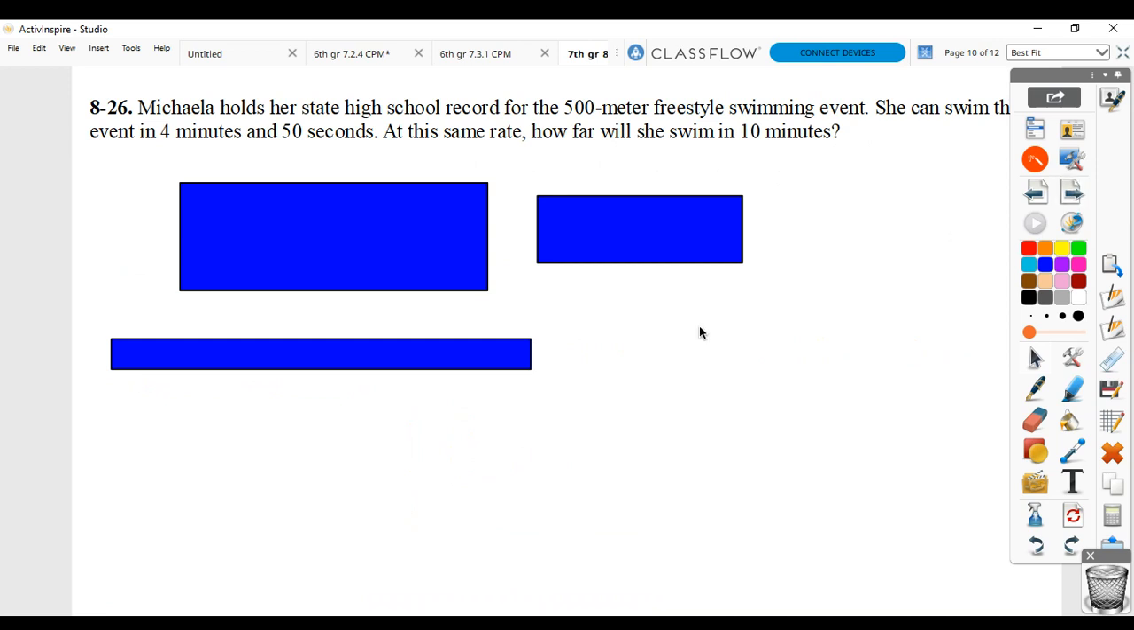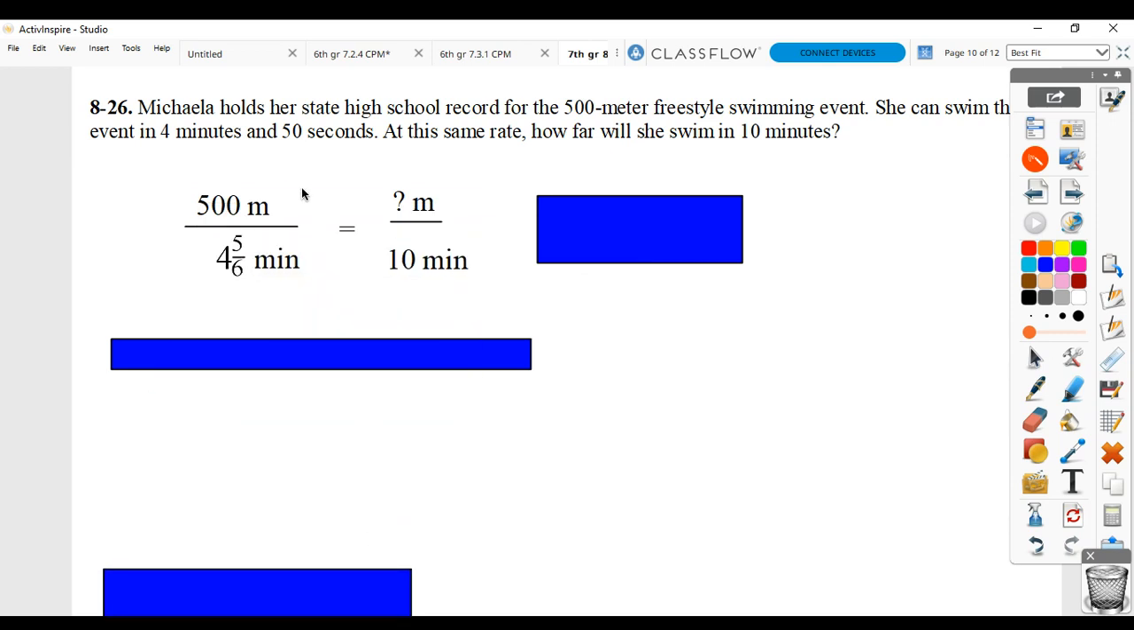For 826, Michaela holds her state high school record for the 500-meter freestyle swimming event. She can swim that event in 4 minutes and 50 seconds. So at the same rate, how far would she swim in 10 minutes? So one way you could do this is to set it up as a proportion. She can do 500 meters in 4 and 5/6 minutes. 5/6 is 50 seconds out of 60 seconds simplified. And then we want to know how many meters she could do in 10 minutes.